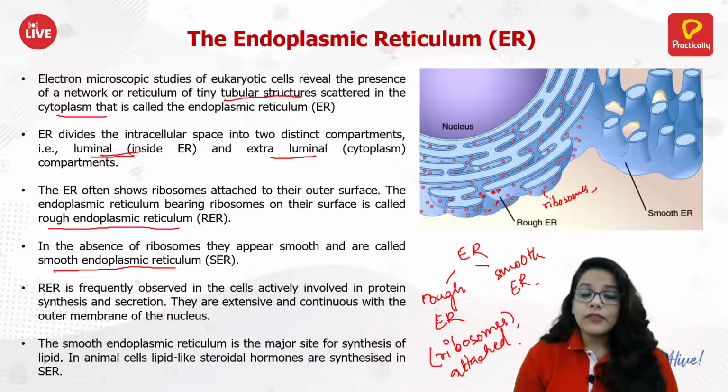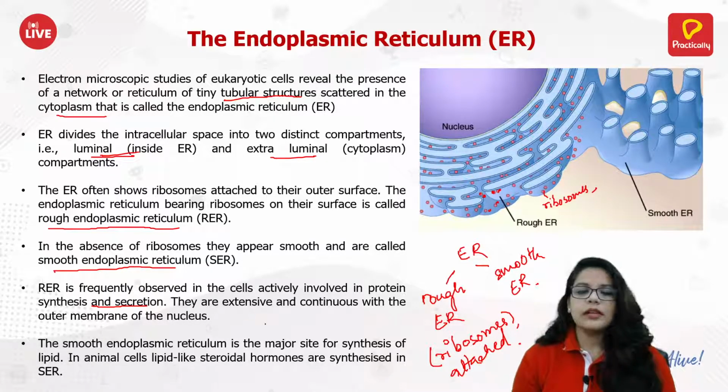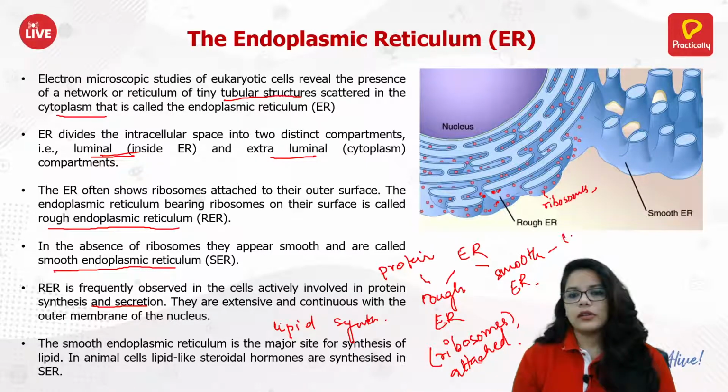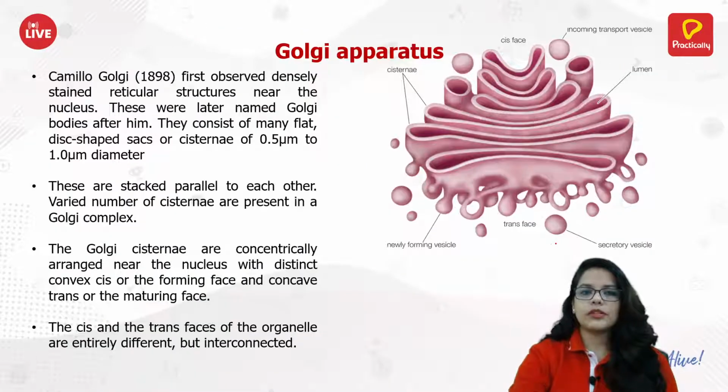Okay, and rough endoplasmic reticulum is frequently observed to help in protein synthesis, because ribosomes help in protein synthesis. So they have a support function. Okay, and smooth endoplasmic reticulum helps in lipid synthesis. So rough endoplasmic reticulum, because they have ribosomes attached, is used for protein synthesis, and smooth endoplasmic reticulum is used for lipid synthesis. Okay, that is the endoplasmic reticulum.